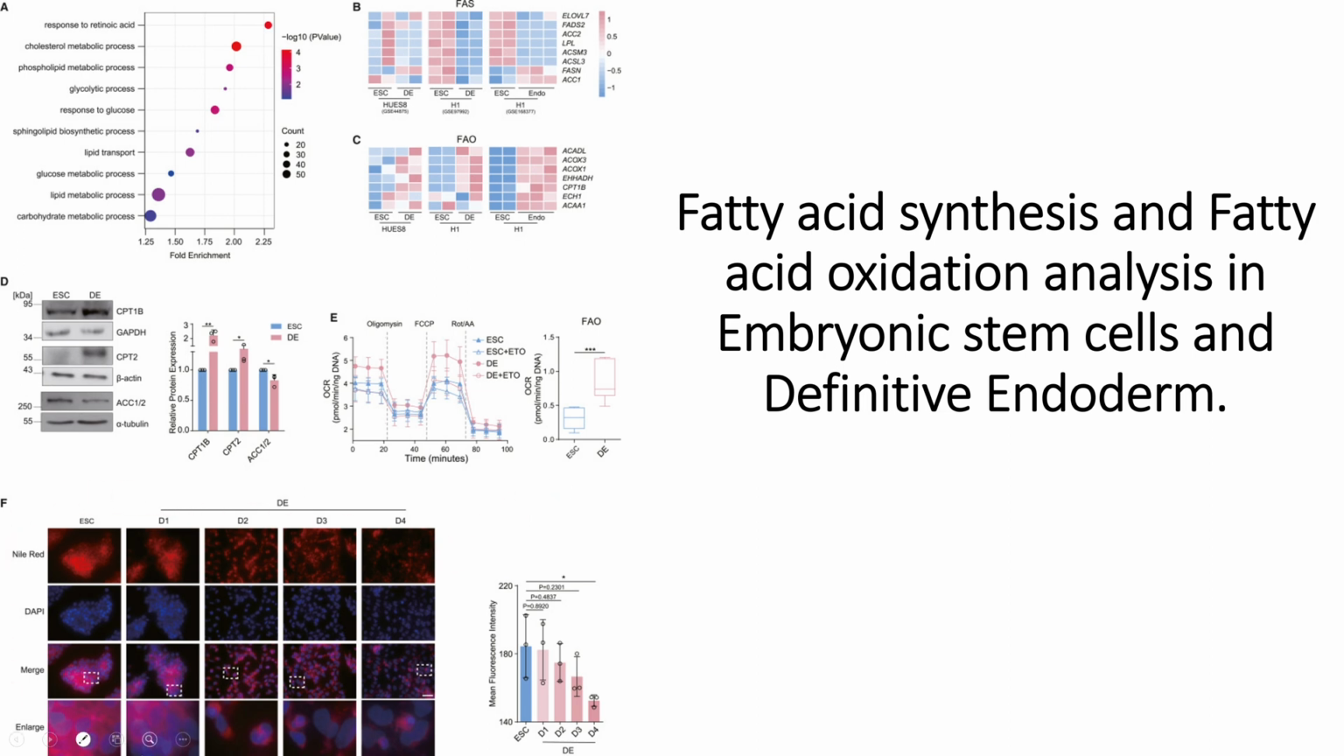When it comes to lipid synthesis, they checked the lipid droplets through Nile red dye, and they can see that in the definitive endoderms, the Nile red lipid droplets seem to be decreased compared to the embryonic stem cells. And this is the statistical analysis of these fluorescence images. We can see that definitive endoderms have a lower Nile red fluorescence intensity compared to the embryonic stem cells, and it is statistically significant.